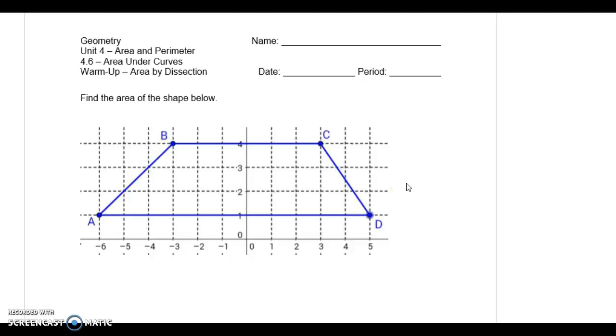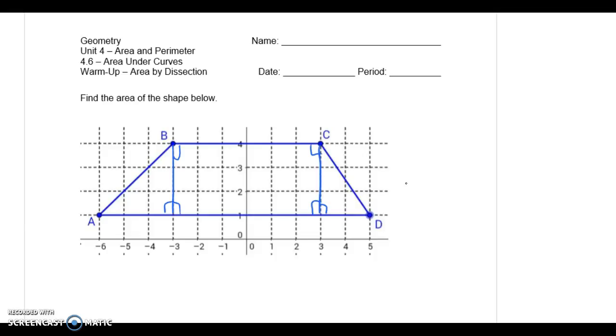In this video, we're going to explore the area under curves. To do that, we're going to review a little bit on dissection. So we have this trapezoid here. We're going to try to find the area of this. And to do that, we're going to break this up into known shapes. So we're going to break this up into a rectangle and a right triangle, or two right triangles actually.